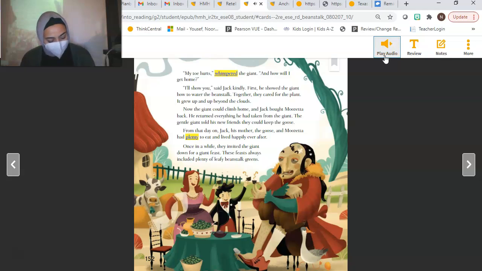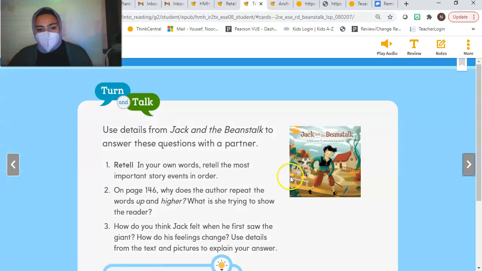Now that I finished the story, I will use my own words to retell the most important story events. I will tell what happens at the beginning, in the middle, and at the end of the story. As I retell, I will use details from the pictures. The pictures will help me remember some of the most important details. Before I allow you to do that, let's talk for a little bit. You're going to retell the story in your own words. But let's talk about this.